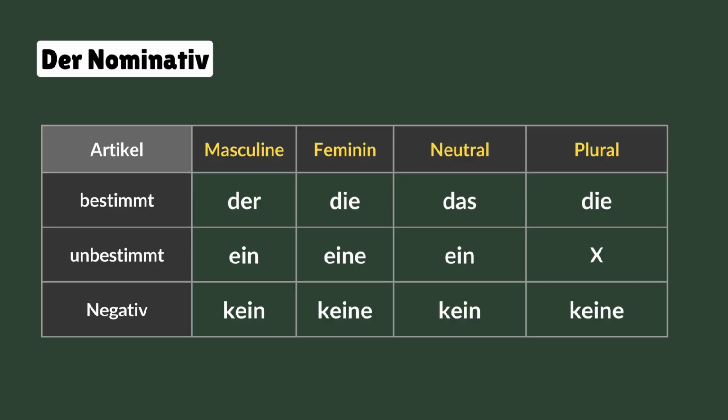That is the definite article and the indefinite article. So bestimmt stands for definite and unbestimmt is indefinite. Negative is the negation, and you can note these down in your notebook, so that will be so helpful. I'll just read out the bestimmt articles, and those are der, die, das, die. It is masculine, feminine, neutral, and the plural. And the unbestimmt articles are ein, eine, ein. And we don't have an article for plural in unbestimmt because we don't say a books, a cars, we don't say that. And the negation is kein, keine, kein, keine.